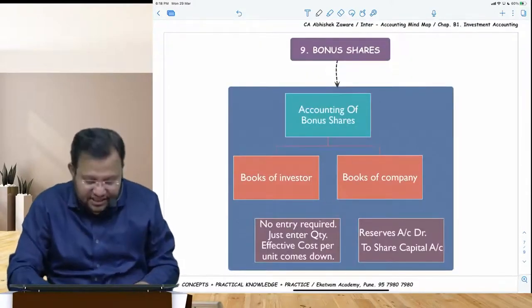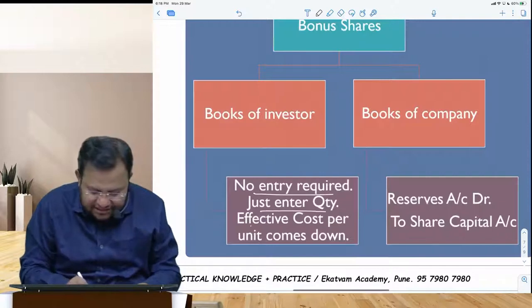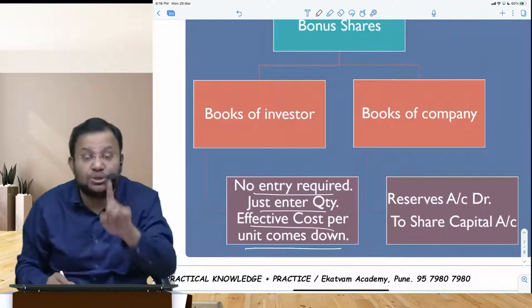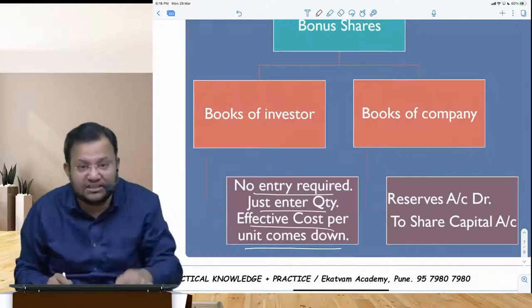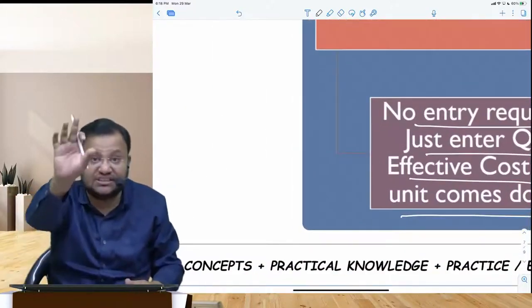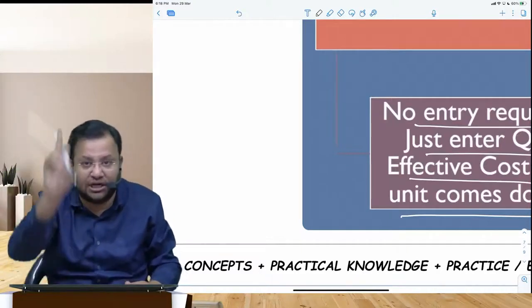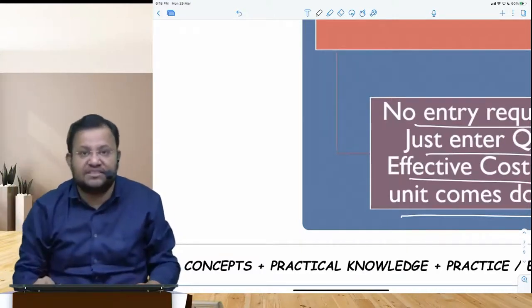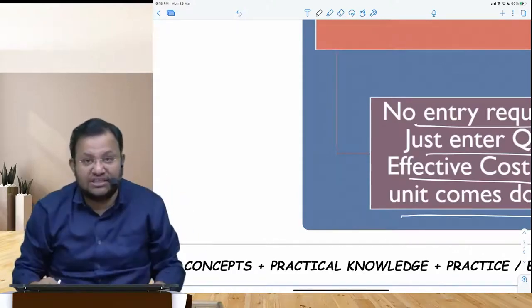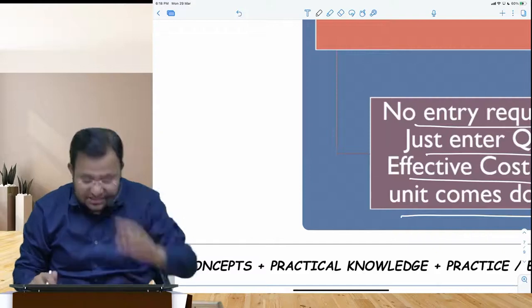Bonus shares in the books of investor, no journal entry is required. We just enter the quantity. Effective cost per unit comes down in case of bonus shares because cost is spread over more number of shares. This is in accounting. In income tax law, when you learn capital gain chapter, you will learn that the section of income tax law says cost of bonus shares acquired is zero.